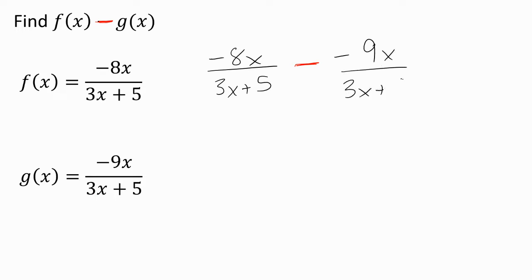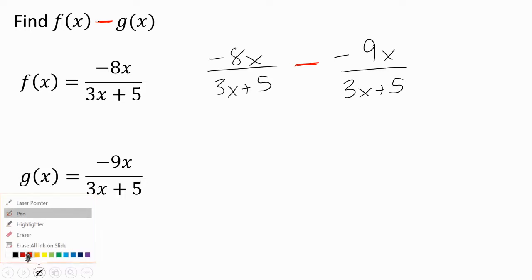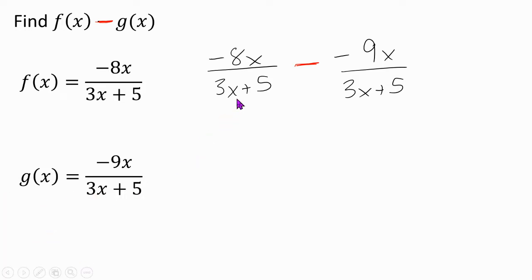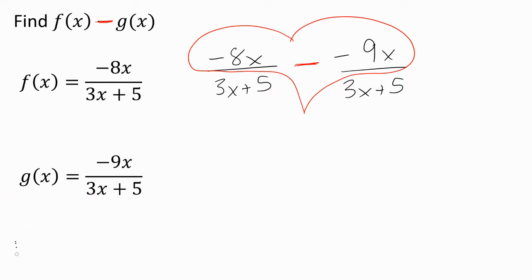3x plus 5. And remember what I say, since they have a common denominator, these fractions are in love, so we must combine them. And so hopefully you realize that this second fraction has a negative. So we need to make sure we distribute that negative. So what does that change?